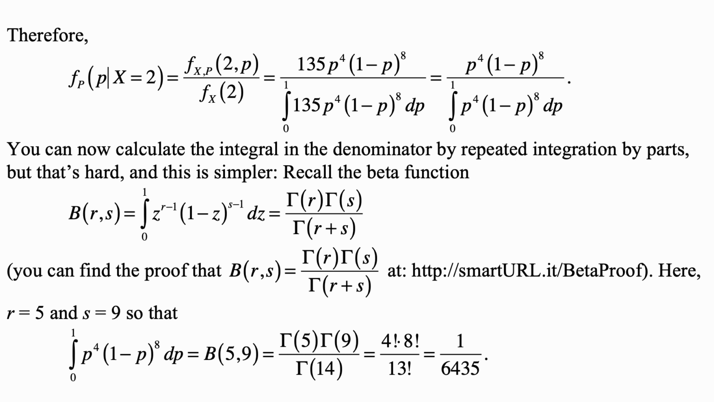Here we have r equal to 5 and s equal to 9, so the integral from 0 to 1 of p to the 4th times (1 minus p) to the 8th dp is beta of 5, 9. That's equal to gamma of 5 times gamma of 9 over gamma of 14. And that's equal to 5 minus 1 factorial, so 4 factorial, times 9 minus 1 factorial, which is 8 factorial, divided by 14 minus 1 factorial, which is 13 factorial. And that turns out to be, after we calculate it, 1 over 6,435.